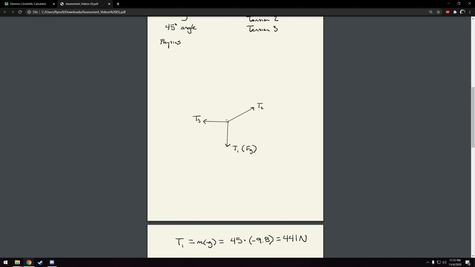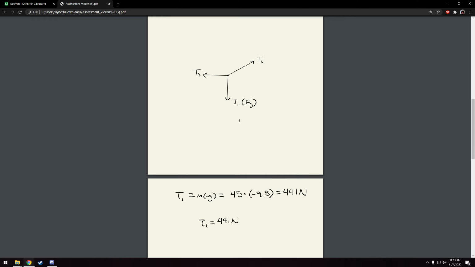Now, because we set our reference point here, it was very easy to find T1, and now that we have T1, we can figure out T2. Because T2 is at a 45 degree angle, it has a y component to its force, its tension total here. And we can figure out that y component by doing a little bit of trigonometry.